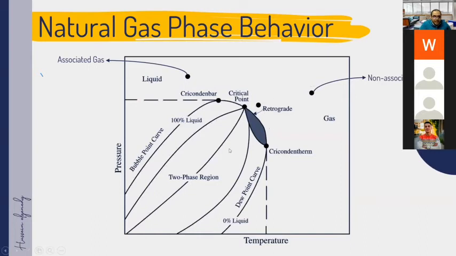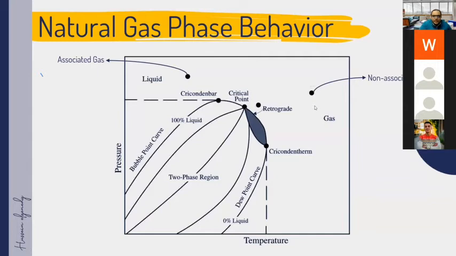Okay, did you understand or not? Anyone? Yes, clear. Okay. So that's why they call this region retrograde, because it's not like the natural behavior.